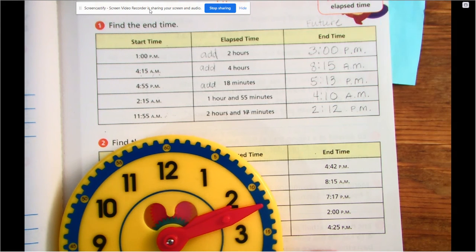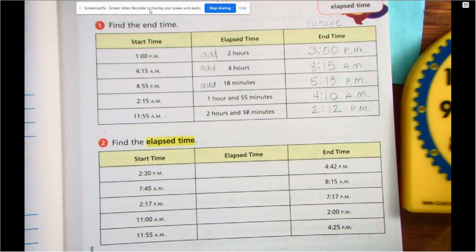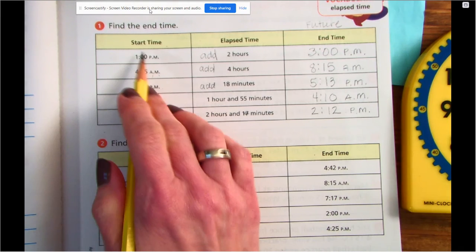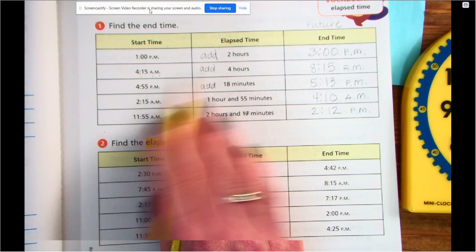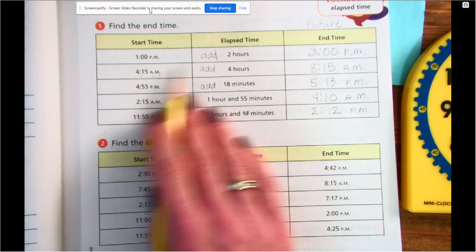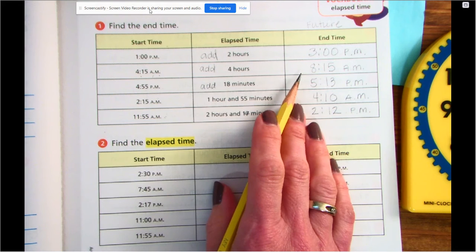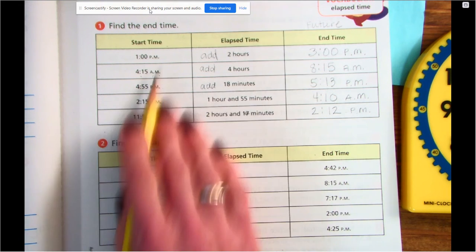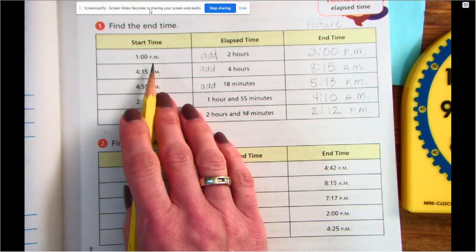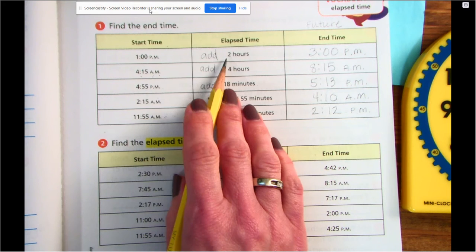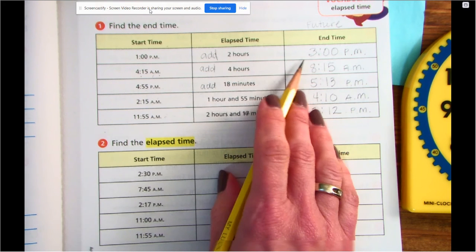Okay? So when we start, or are given a start time, and we're given an elapsed time, right? We're just adding to our start time to find our finish, our end. Okay, looking kind of towards the future. This is when you need to know, school starts at 1 o'clock in the afternoon and it gets out 2 hours later. What time am I going to ride the bus home?